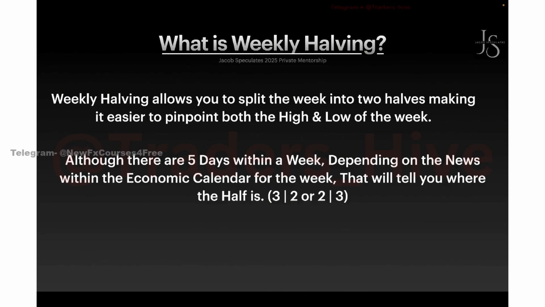And the numbers on the screen represent the days before the half, so the 3 and the 2. Monday, Tuesday, Wednesday would be the first half, and then Thursday and Friday would be the second half, and then vice versa for 2 and 3. So 2 would be Monday and Tuesday, and that would split the week into a half, and then 3 would represent Wednesday, Thursday, and Friday. And this will make a little bit more sense later on.